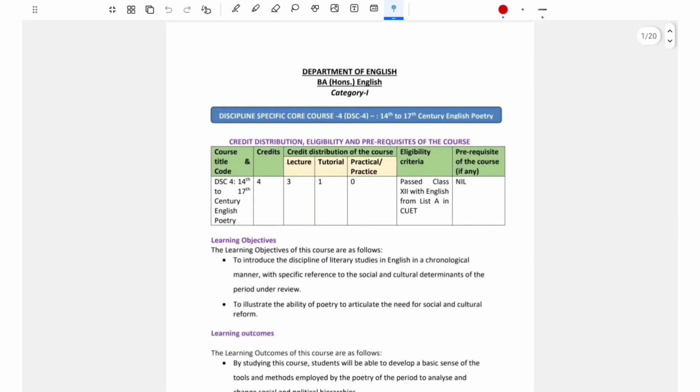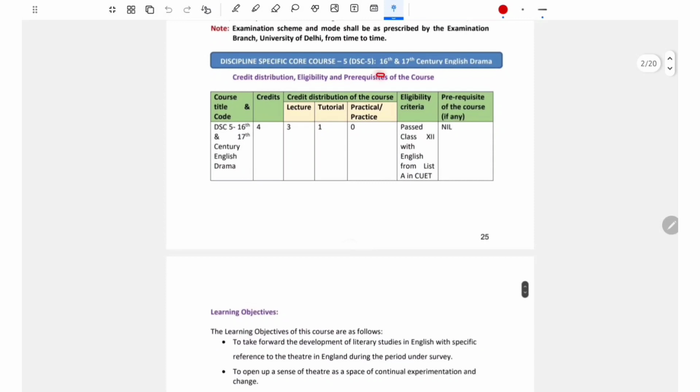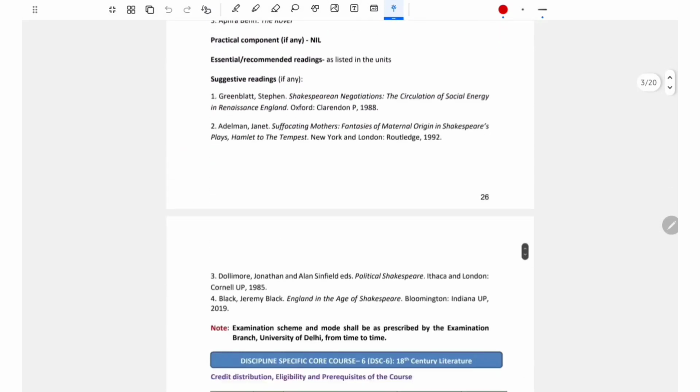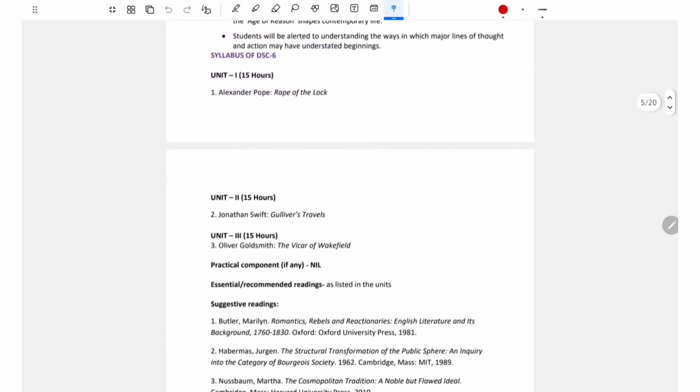So to summarize, this semester you will have 3 papers. First is poetry. In the poetry paper you have 5 poems in total. The second paper is drama, and in drama you have 3 dramas in total. And then there is 18th century literature, the third paper, and here again you have 3 novels. And that is all for your second semester syllabus.